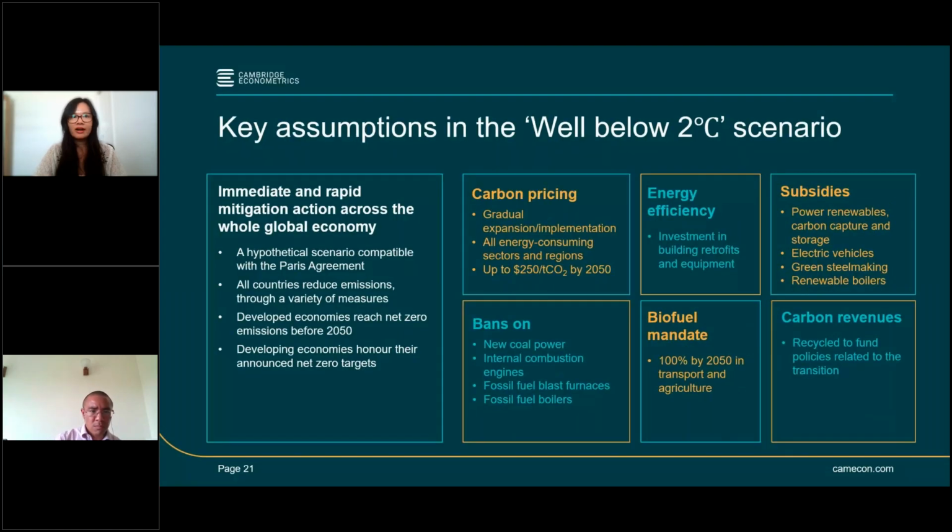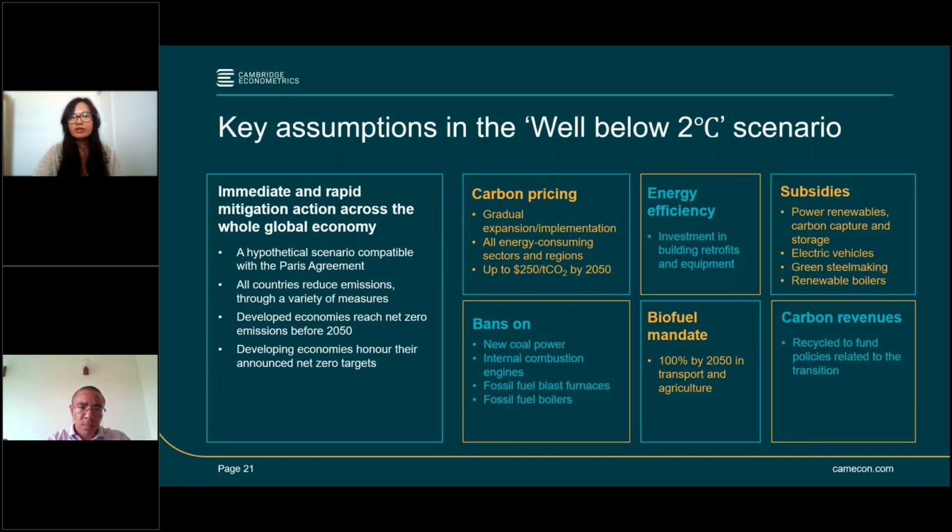Let's take a hypothetical scenario, which we call the well below 2 degree scenario here, which involves meeting the Paris Agreement climate target by rapid and immediate mitigation action across all countries.